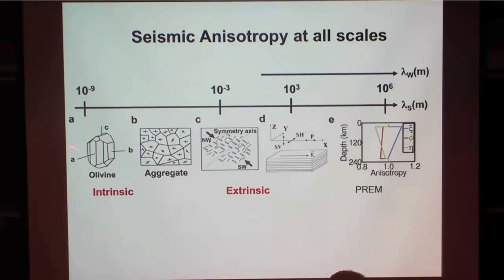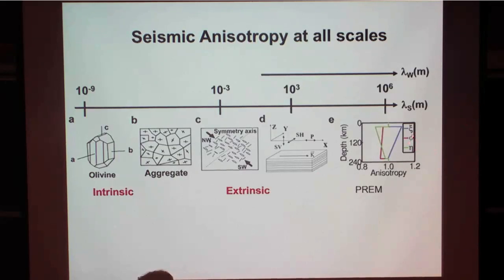And I try to separate what I call intrinsic anisotropy, which is present at all scales from the mineral scale up to the micro scale, from extrinsic anisotropy, which is due to a mixing of different processes. Another extrinsic anisotropy is when you have a fine layering. In that case, the effective medium is also anisotropic. And finally, at very large scale, I only show the example of PREM, which for the first time displayed anisotropy, one specific case of anisotropy. I will come back to that later on.